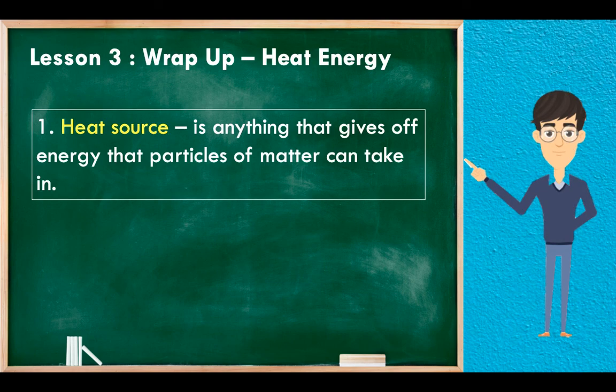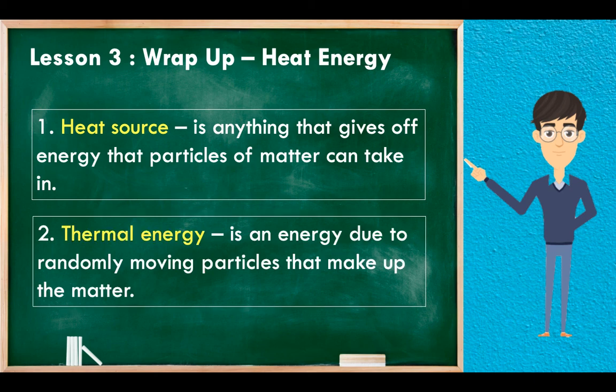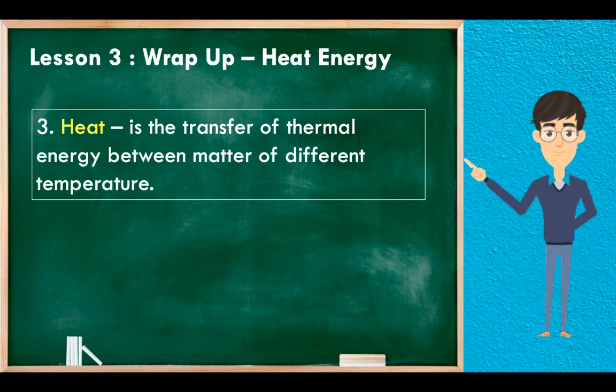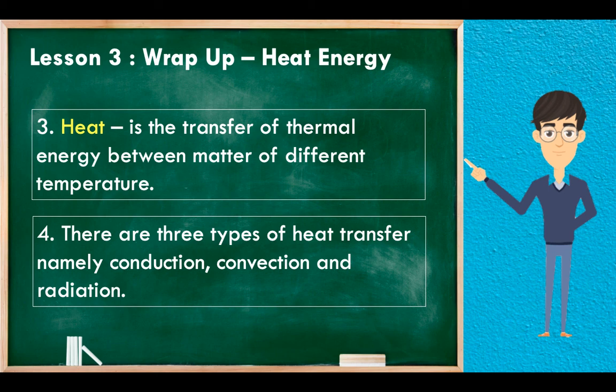Let us now summarize our topic for today. In this lesson, we've learned that a heat source is anything that gives off energy that particles of matter can take in. We've also discussed that thermal energy is energy due to randomly moving particles that make up matter. Further, we've learned that heat is the transfer of thermal energy between matter of different temperatures. Last, we've discussed that there are three types of heat transfer, namely conduction, convection, and radiation.